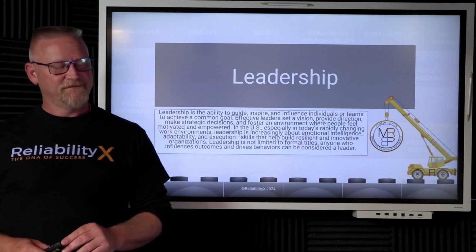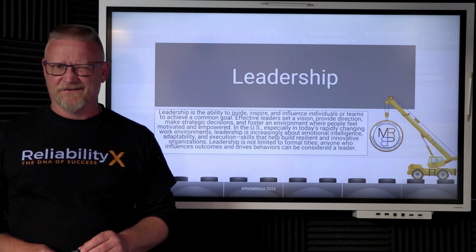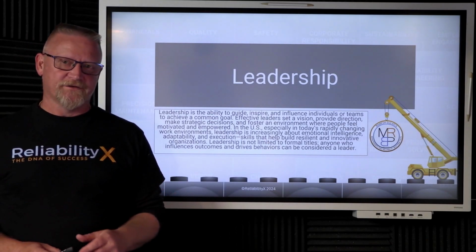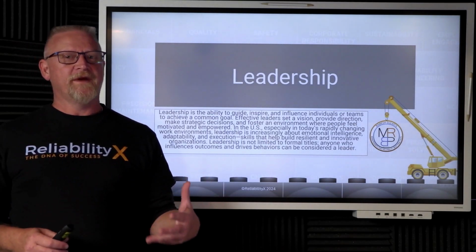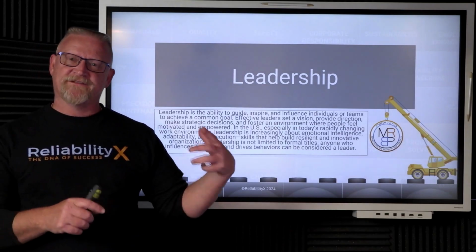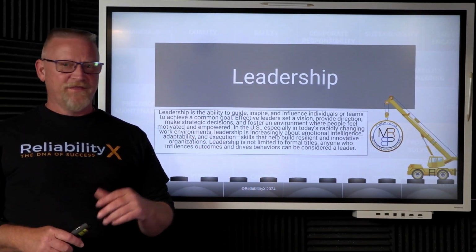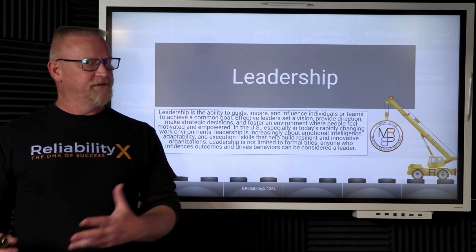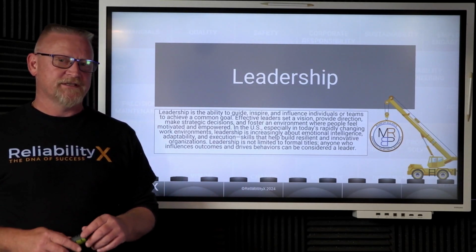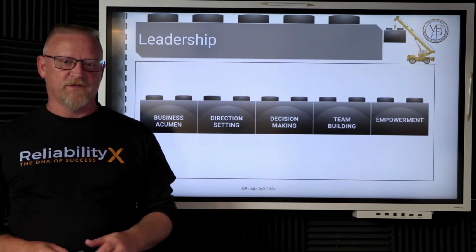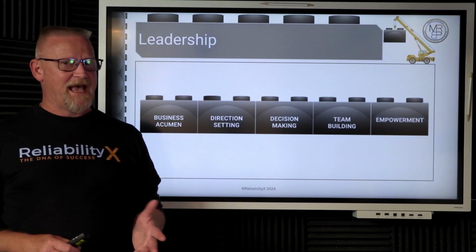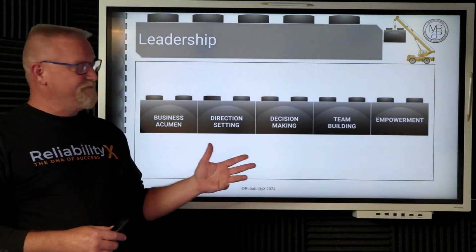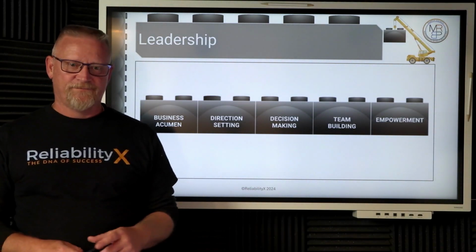Up today, leadership. We don't need leadership, do we? Leadership is the ability to influence others. And so, in our first domain, we looked at culture and how we have to set expectations. But those expectations don't translate to an active culture without leadership. And leadership is comprised of the following building blocks. They include business acumen, direction setting, decision making, team building, and empowerment.